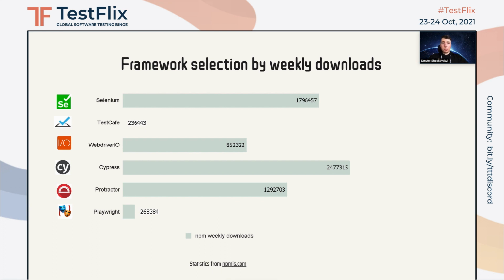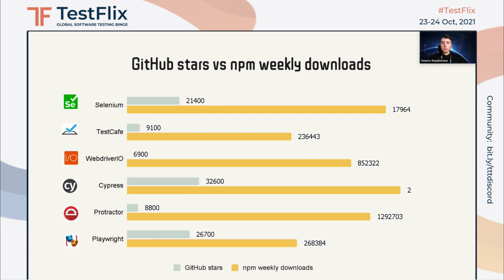Protractor is still pretty popular, even though the Angular team recently announced that it will be sunsetted at the end of 2022. But what if we compare the amount of stars with the weekly downloads? As you can see, the bar charts are pretty impressive, but still the amount of GitHub stars doesn't exactly correlate with the weekly downloads. For example, WebDriver IO doesn't have many stars compared to its rivals, but the number of its weekly downloads is impressive.